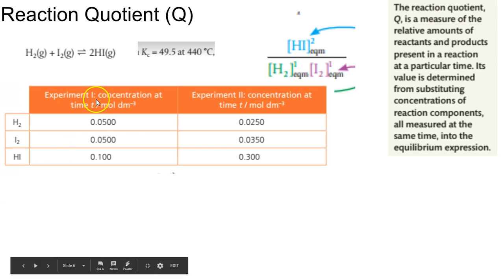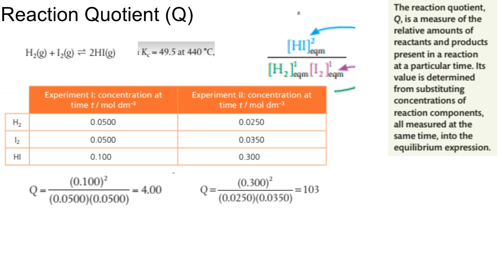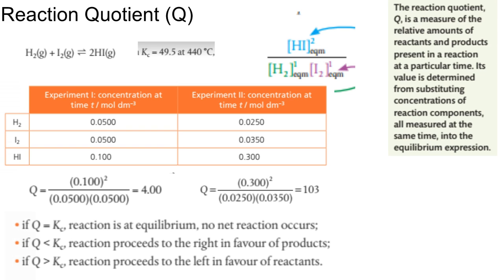Okay, so let's say we did two experiments at different times, and we measured the concentration of the two reactants and the one product at two different times. We did experiment 1, we got these values, and we did experiment 2, we got these values. And so if we plug these values for experiment 1 into the equilibrium constant expression, we get 4. And if we plug in the experiment 2 values into the same expression, we get 103. These are the Q values. And what can the Q value tell us?